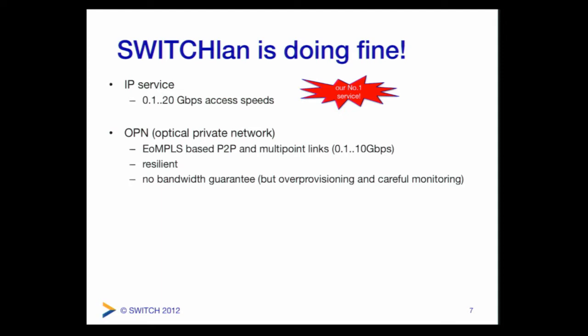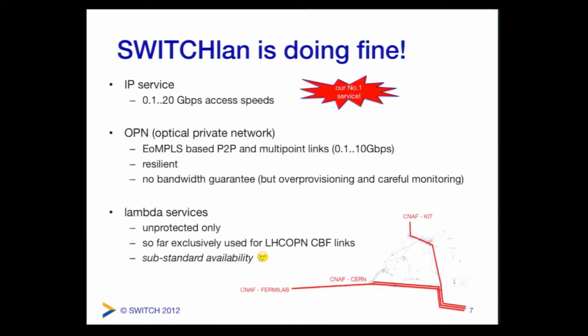With this technology we have the resilience inside from the IP network. We don't have guaranteed bandwidth, but we do a lot of over-provisioning. We closely monitor the network, so we are sure it's a good quality. And so far our customers believe it. Then in theory we have a third service, which is Lambda service. You could have direct Lambdas. They are unprotected and nobody of our community uses it.